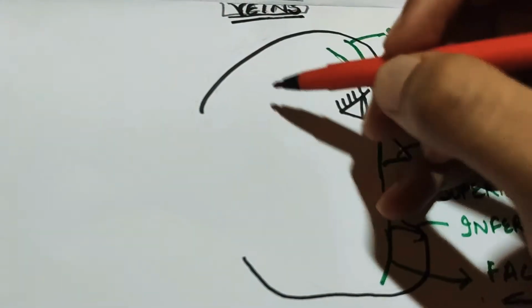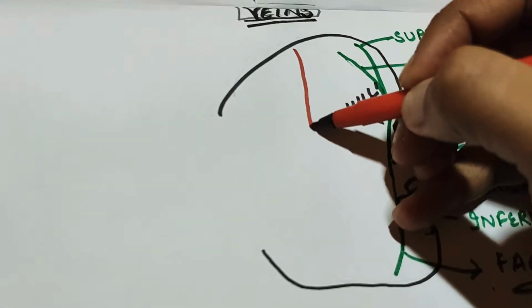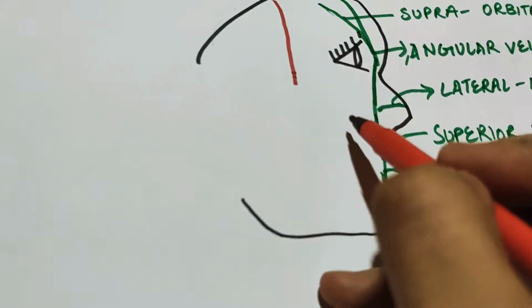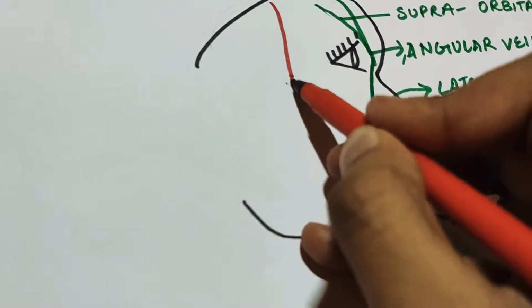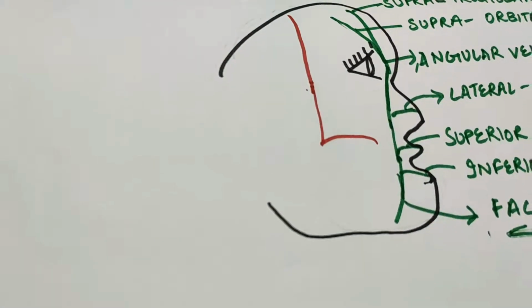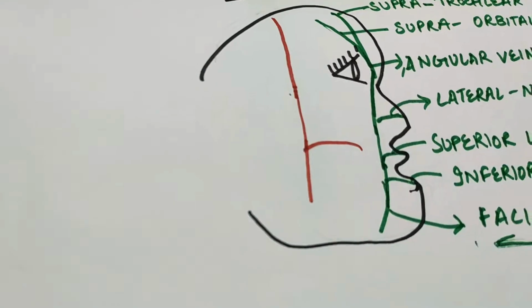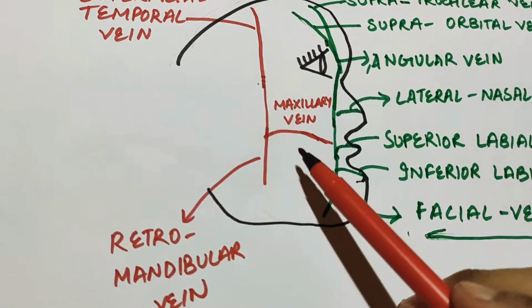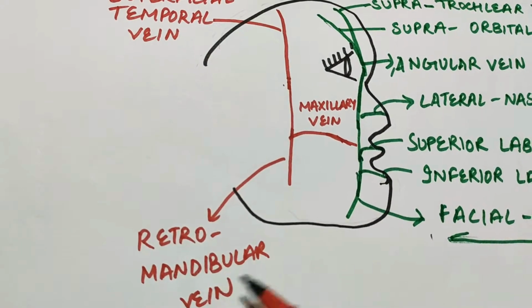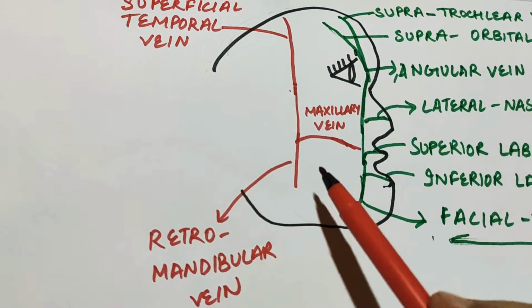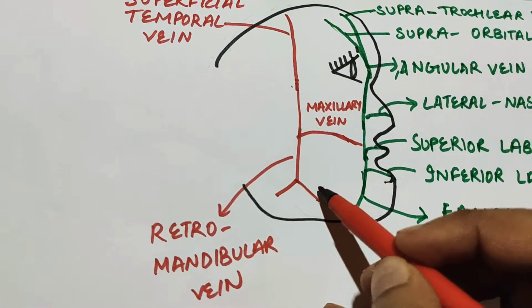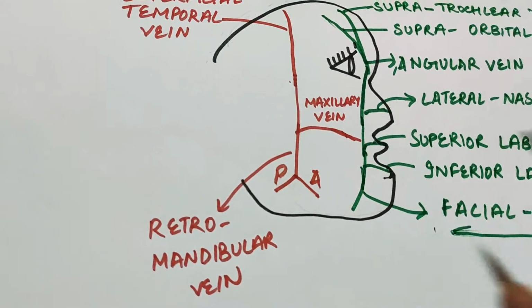Then this is the temporal area. From here comes the superficial temporal vein. And from here, this is the maxillary area. From here comes the maxillary vein, and these two combine to form the retromandibular vein. This is the mandible, so it is behind the mandible, so it is known as retromandibular vein. Then the retromandibular vein divides into an anterior branch and a posterior branch.